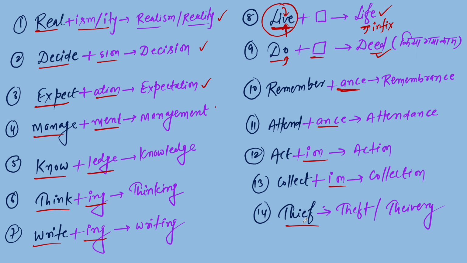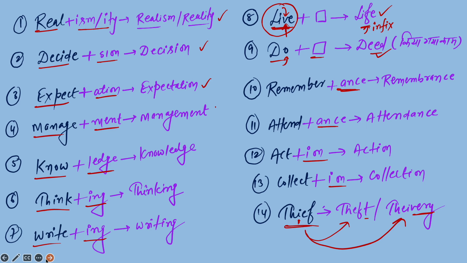And come to the third, that is thief. So basically in this we have done one thing: we have replaced this I and added T, so it has converted into theft. And then we replaced F and put V E R Y, very, and it has converted into thievery. So I hope this many examples are clear to you. Is it clear or not?